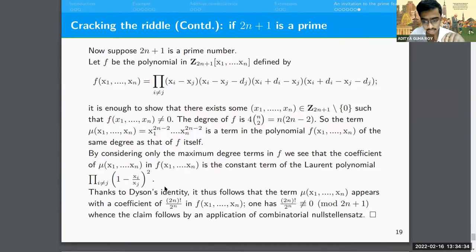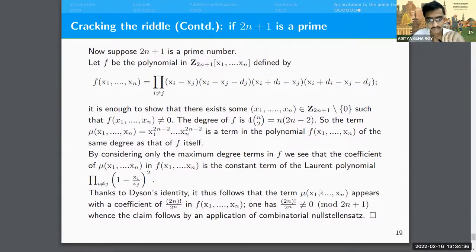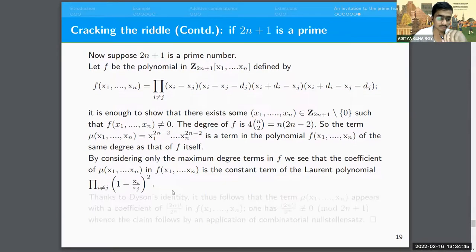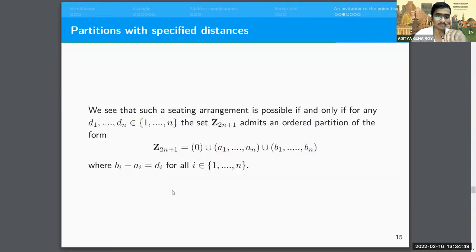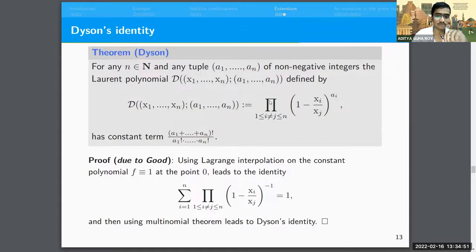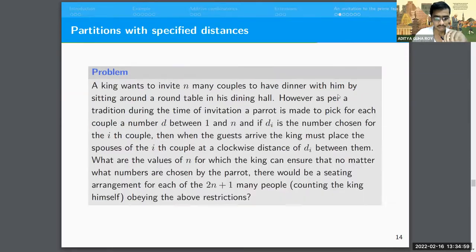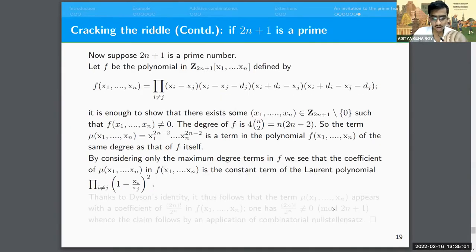And then thanks to Dyson's identity, it follows that the term mu x1 to xn appears with a coefficient of 2n factorial times 2 to the power n. If we just go back to Dyson's identity, we see that the coefficient is just (a1 plus ... plus an) factorial divided by this product. So here the ai's are just 2, so we have this thing.